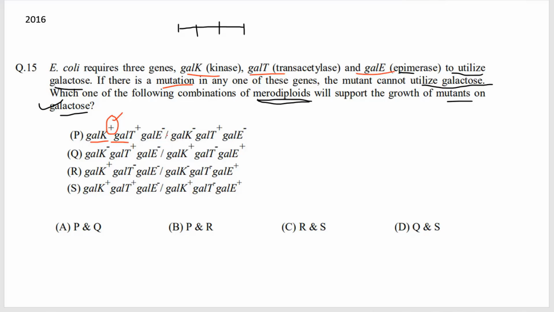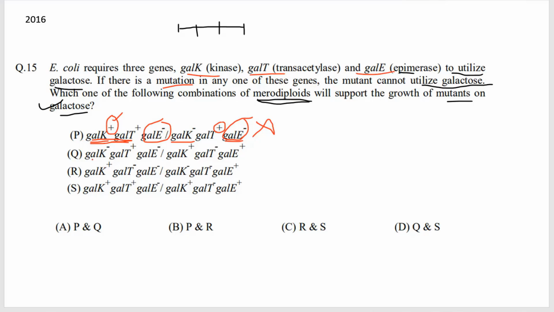Since it is a heterozygote, it will have another copy of the gene. Here gal K is not there, gal T is there, and gal E is not there. So in this entire combination, you find only gal K and gal T are present, and gal E is not present. Since gal E is not present in this entire combination, it will not be able to metabolize galactose. Let's see the other option.